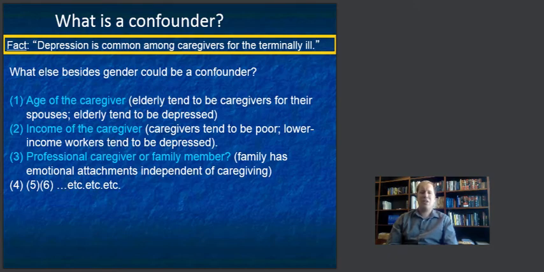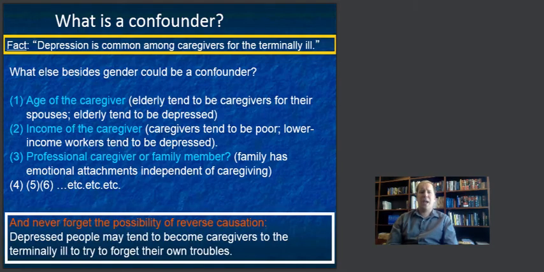You can think of many, many more, I suspect. In fact, that might be a good discussion question for the chat boards. Can you think of other confounders in this possible causal relationship? Also, don't forget to rule out reverse causation in this case. We had always picked the directionality of this to be that caregiving causes depression, but could depression cause one to become a caregiver? Well, there is a story you could tell about this, saying that depressed people may try to become caretakers in order to forget their own woes. And if that's the case, then perhaps the causation runs in the opposite direction that we've been suspecting.